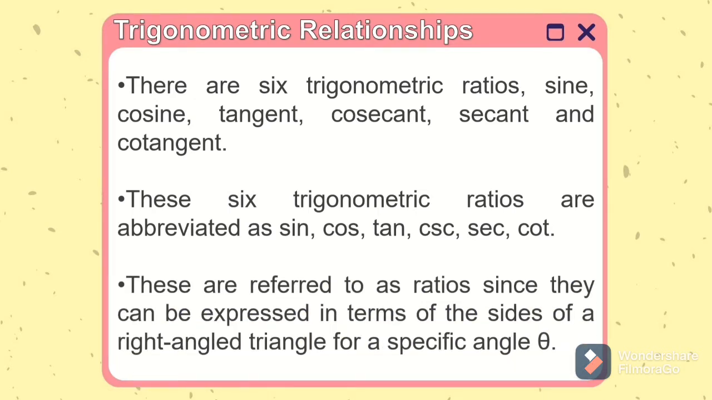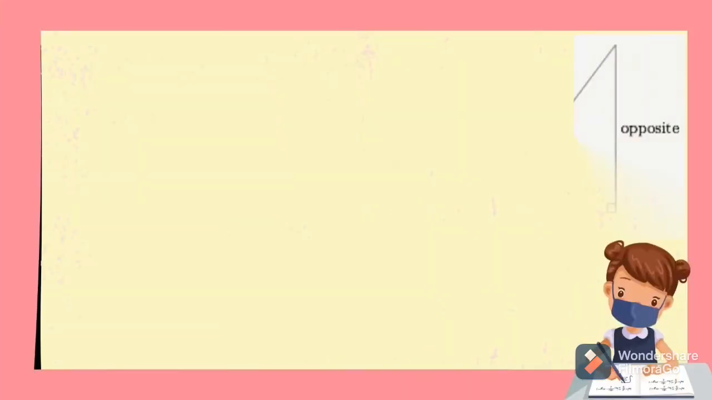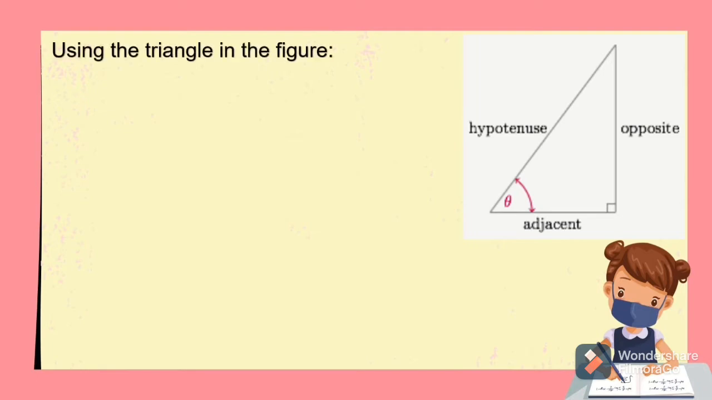These are referred to as ratios since they can be expressed in terms of the sides of the right triangle for a specific angle theta. Using this figure, we have the theta, and then we have the hypotenuse, the slant line, and then the side opposite our theta is called the opposite side. Then the straight line adjacent to our theta is called the adjacent side.